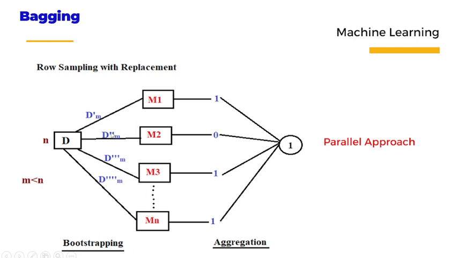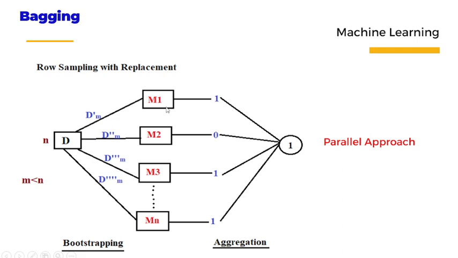Basically I am using the row sampling with replacement technique. Here you can see that D dash M is not equal to D double dash M, and some records may get repeated. Similarly, we provide subsets of data to all the models, and after that the training is done.